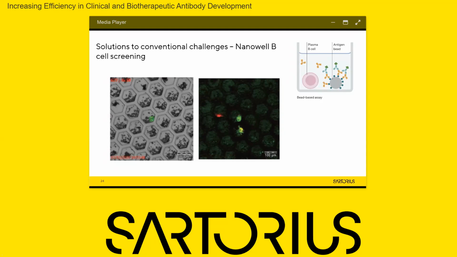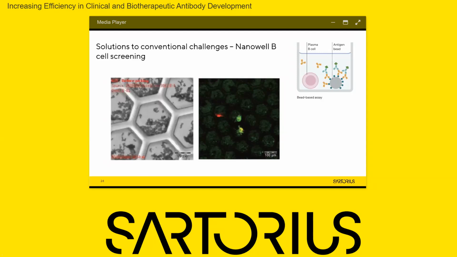And then on this next image, we have an overlay of images of the two channels where you can see green and red. So in the upper left nanowell that only has the red signal, that's producing antibodies, but they're not binding to EGFR. In the lower one and the two to the right, you've got antibodies that are being produced, and they're also binding to EGFR. So those two wells would be the two that we would want to isolate and pick using the CellCelector Flex.